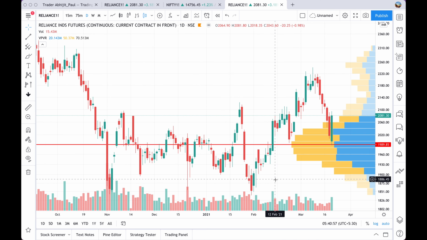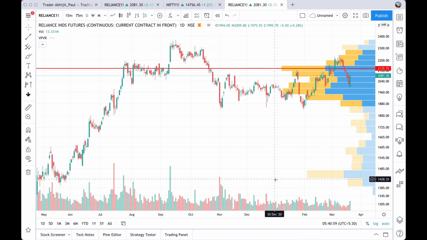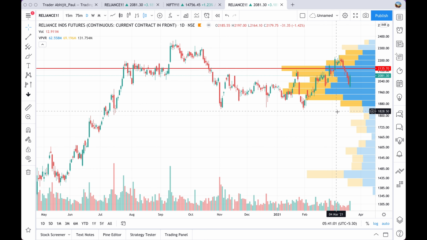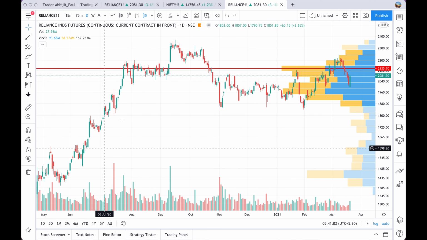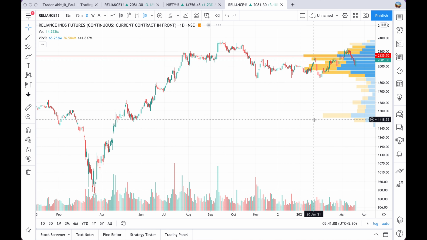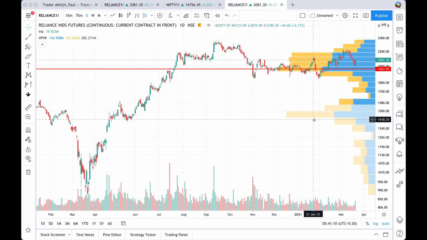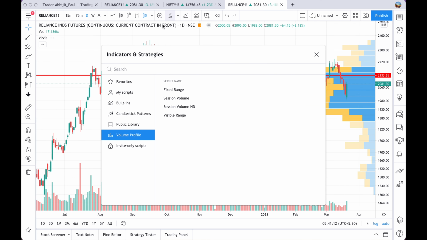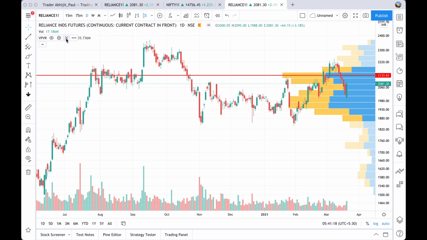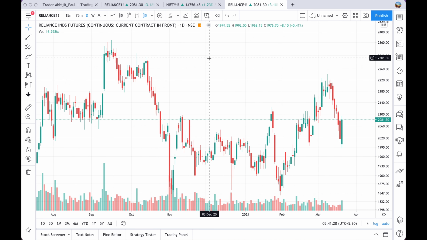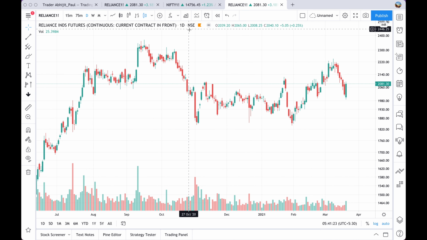Now, if I increase the range of the chart, the volume profile will get recalculated because the visible range of the chart has changed. If I increase further, it changes again. So VPVR, the last part of the volume profile, is based on the visible range. Okay, that's number one. I don't think that's so important for the short-term, intraday traders.